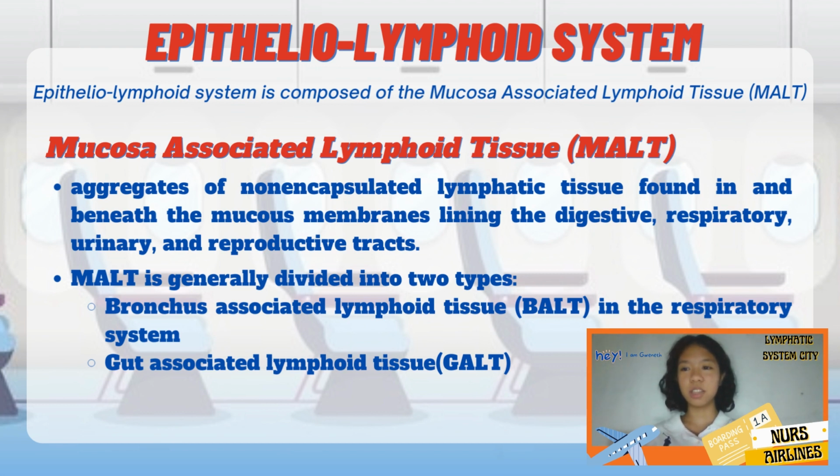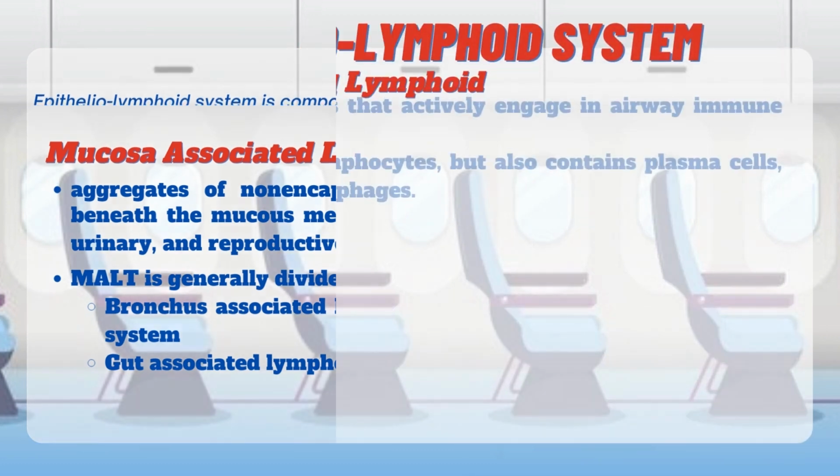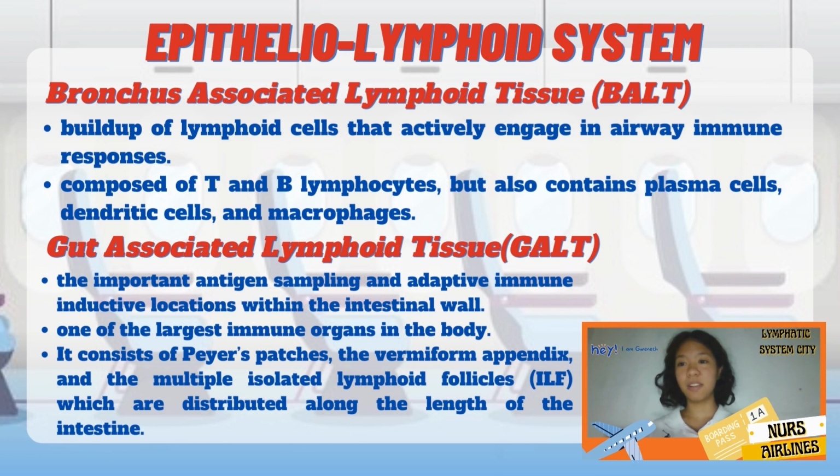MALT is generally divided into two types: the bronchus-associated lymphoid tissue or BALT in the respiratory system, and the gut-associated lymphoid tissue or GALT. The BALT is the build-up of lymphoid cells that actively engage in airway immune responses. It is composed of T and B lymphocytes but also contains plasma cells, dendritic cells, and macrophages. And the GALT is the important antigen sampling and adaptive immune inductive location within the intestinal wall. It is one of the largest immune organs in the body, and lastly, it consists of Peyer's patches, the vermiform appendix, and the multiple isolated lymphoid follicles, which are distributed along the length of the intestine.